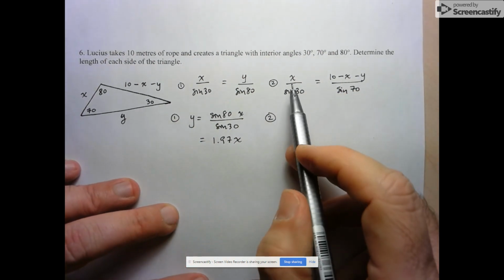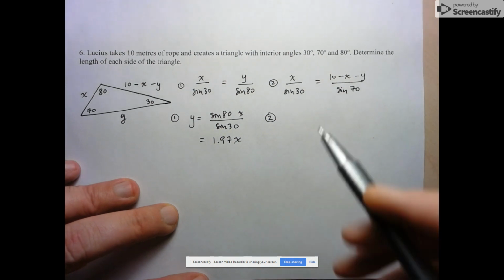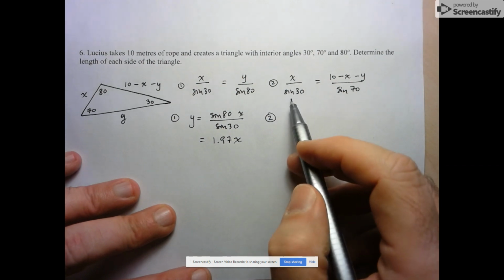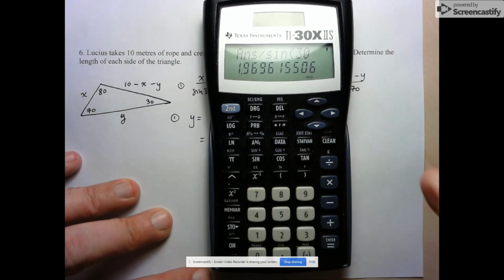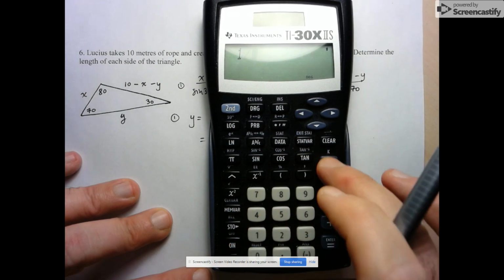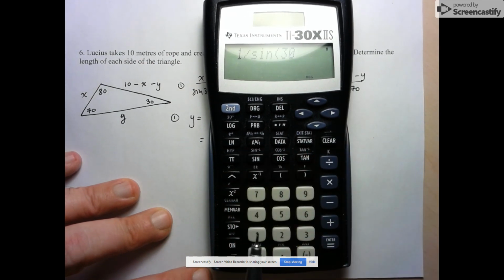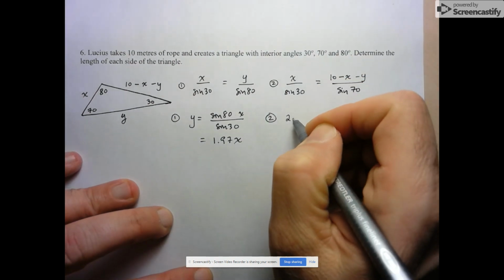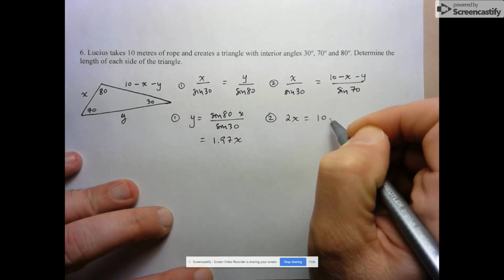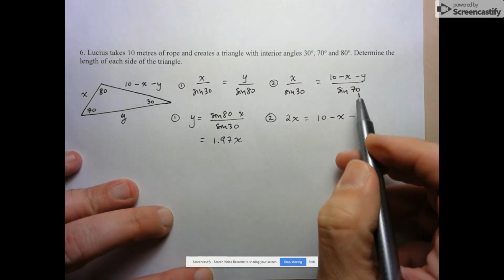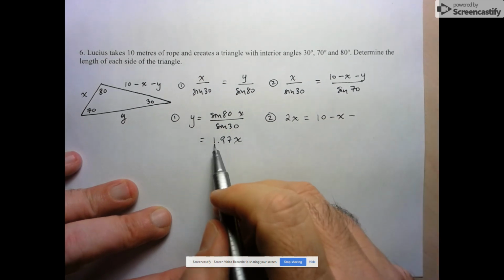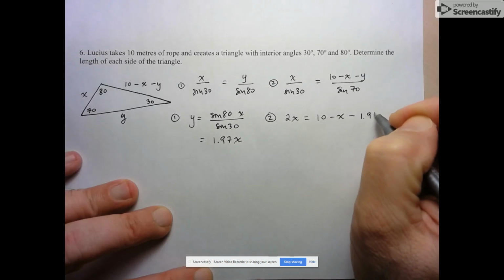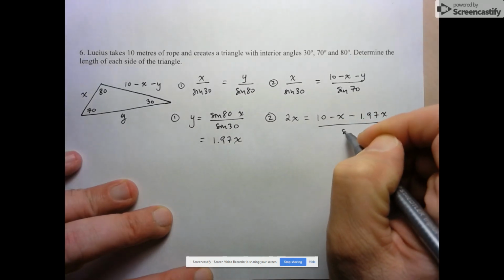All right, again, I'm going to do some approximations here. So let's take 1 over sine 30. Let's see what that gives us. So 1 divided by sine of 30. Okay, oh, actually gives us a nice number. So this just ends up being 2x equals 10 minus x minus. Now I'm going to substitute y with what I found earlier. 1.97x all over sine 70.